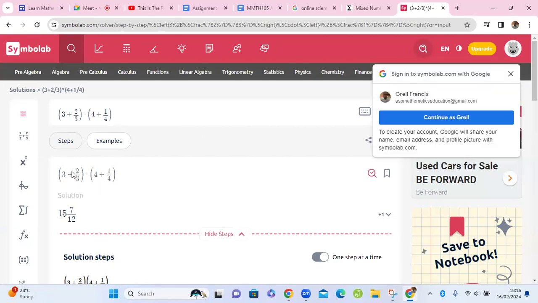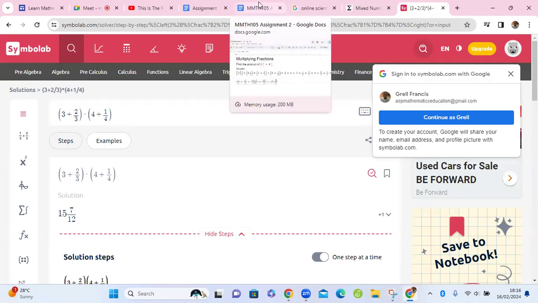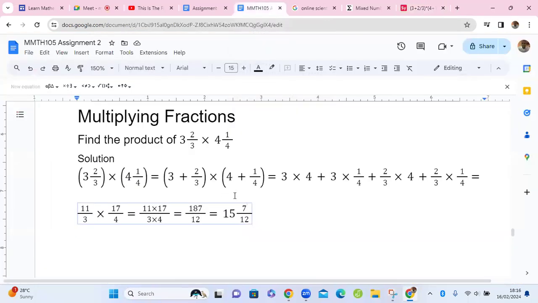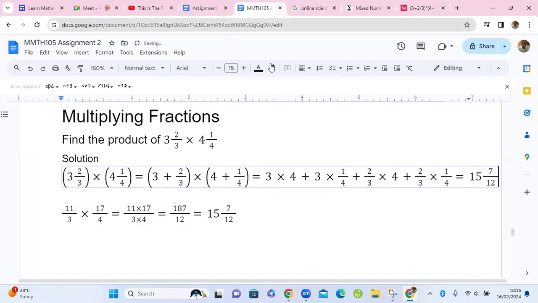3 and 2/3 times 4 and a quarter is 15 and 7 over 12. So you're on the right track with this approach. You can still get your 15 and 7 over 12 using the expanded approach. After you multiply all of this and simplify, it should give you 15 and 7 over 12. But as you can see, it's easier to convert to improper fractions, multiply straight across, numerator and denominator, then simplify.